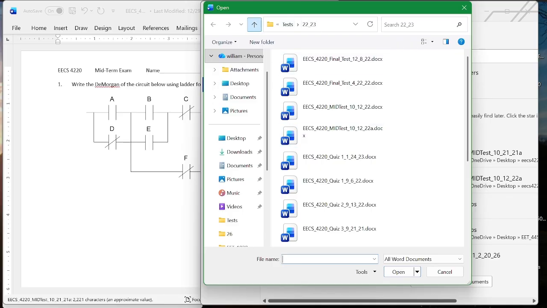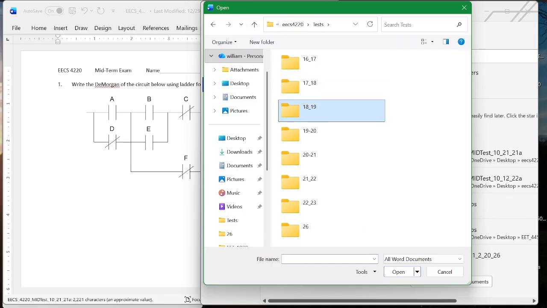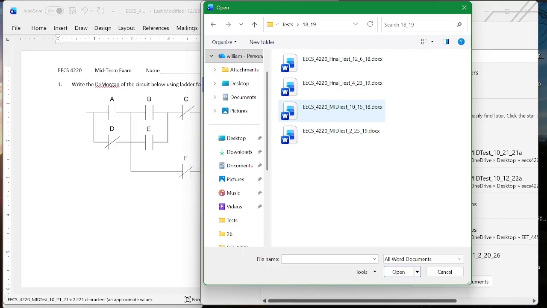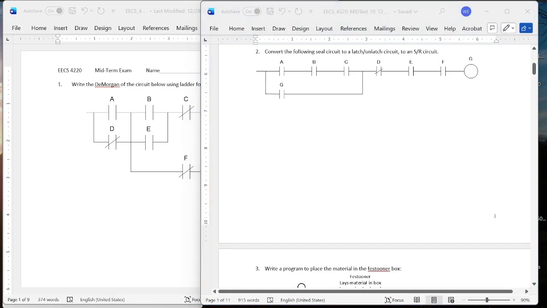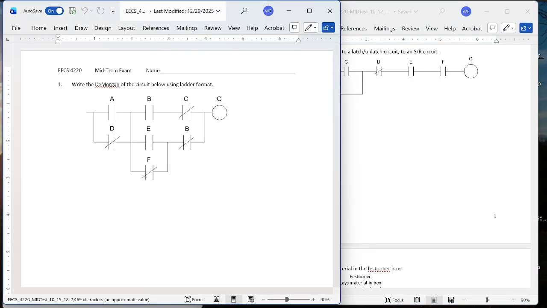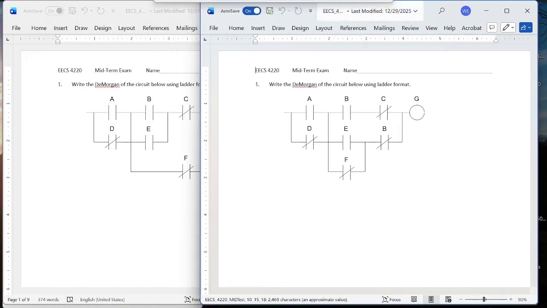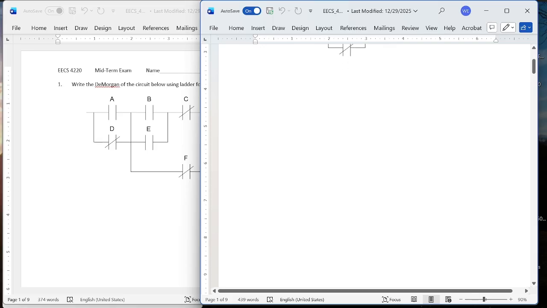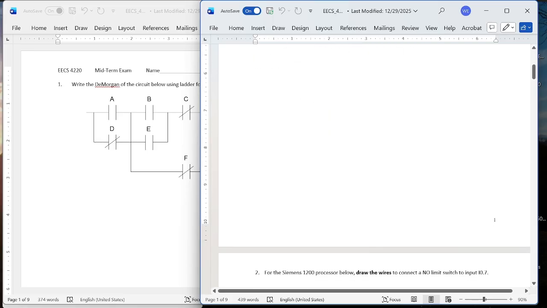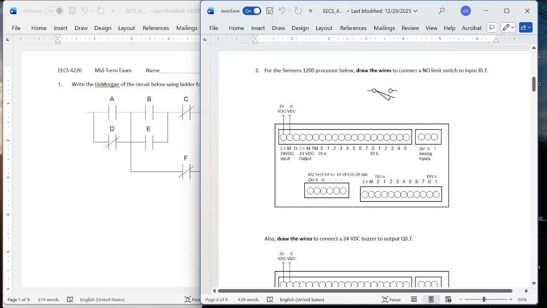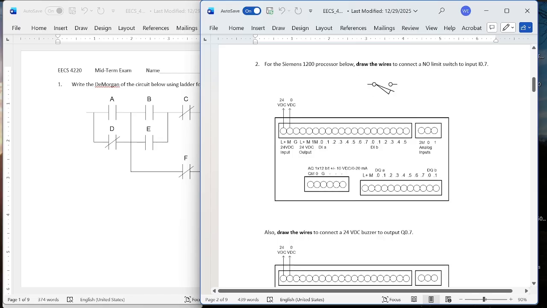Okay, let's drop the needle here in 1819 and the midterm tests. There were two. Let's try this one. Here's one that we had in October. Same thing here. Wiring, I'll give you a clue: I'm not going to ask you a wiring one.